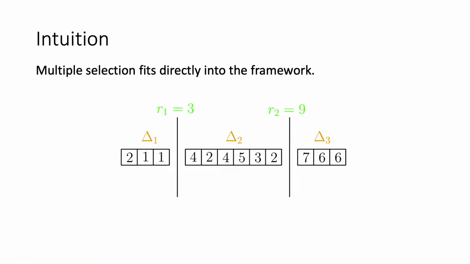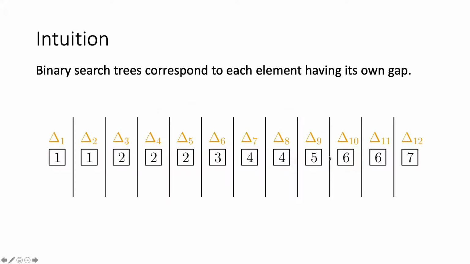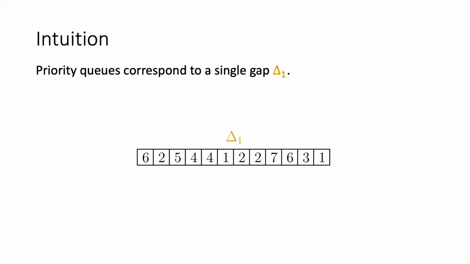Okay, so what is the intuition? Multiple selection is going to fit pretty much directly into the framework. If I have a multiple selection problem requesting rank 3 and rank 9, this is the set of gaps that results. Now we can also fit binary search trees into the framework. It's just that every element gets its own gap, and we maintain a sorted sequence. Interestingly, protoQs are going to actually correspond to a single gap, delta 1.